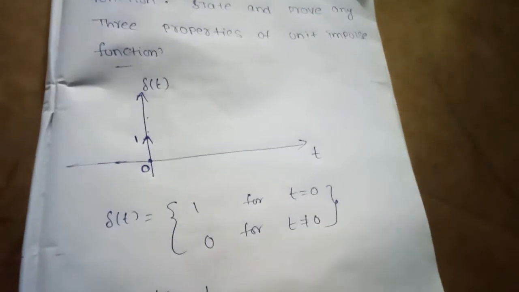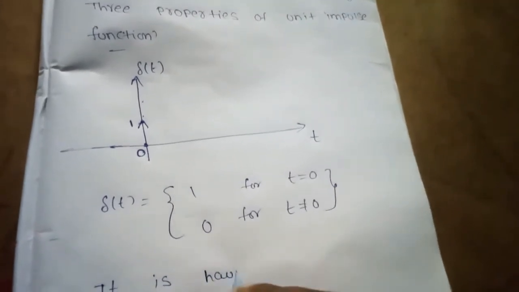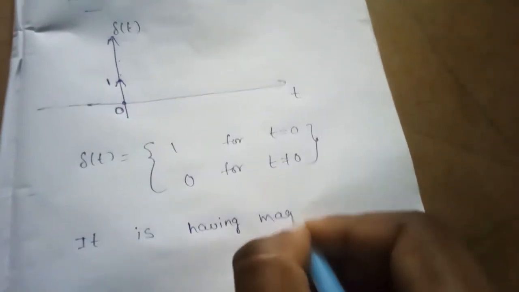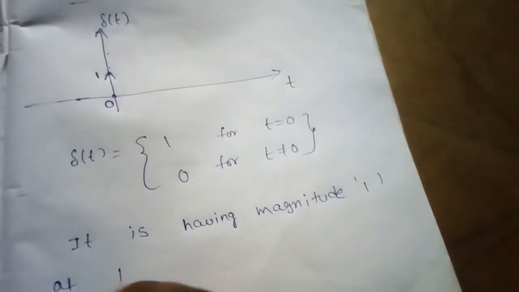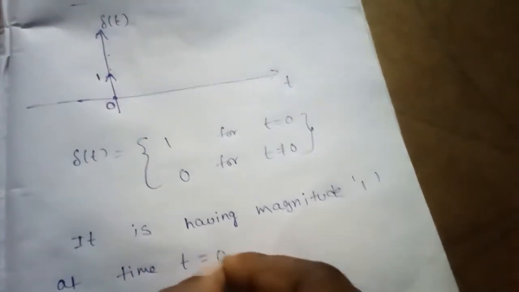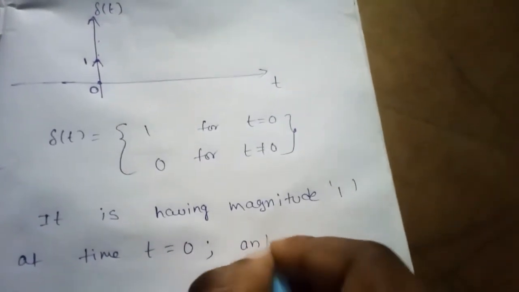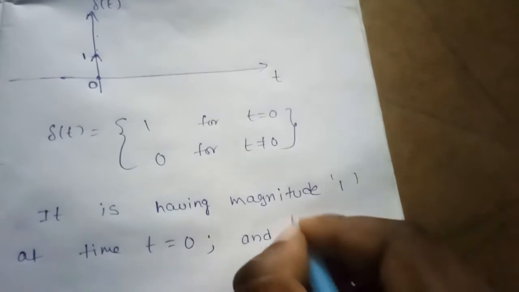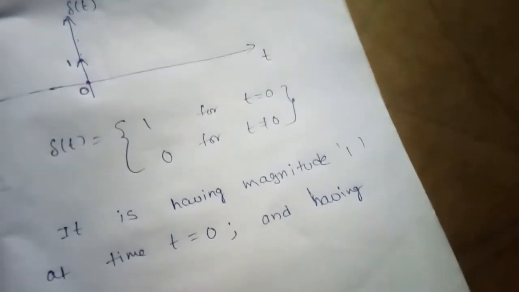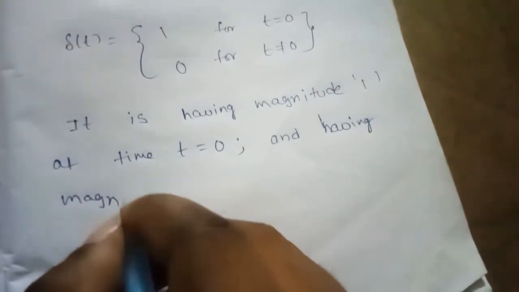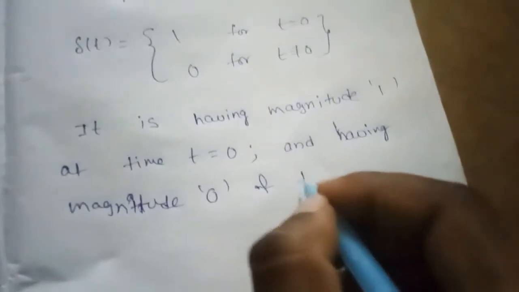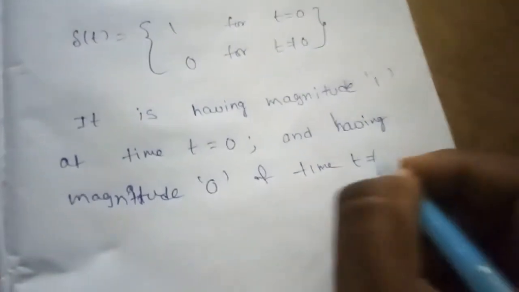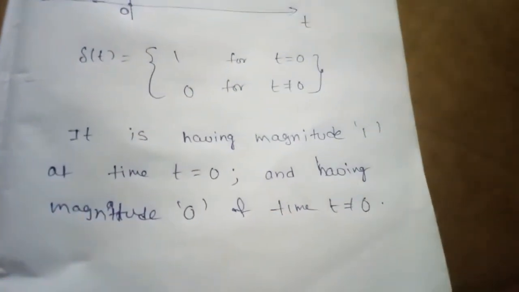It is 1 having magnitude 1 at time t is equal to 0, and having magnitude 0 at time t not equal to 0. This is the definition of unit impulse function. It is for continuous time signal.